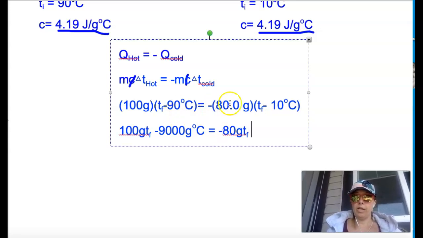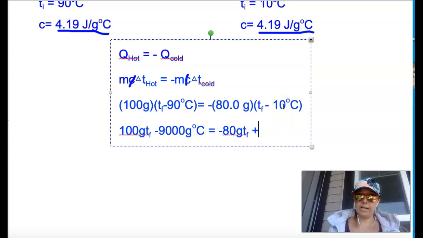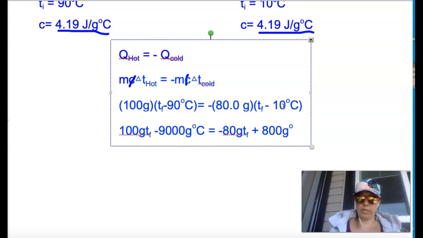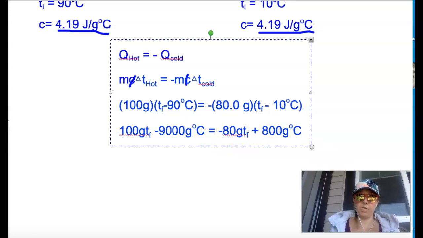Okay, then I'm going to do the negative 80 times the negative 10 that I have here, right? So that's going to give me positive, so plus 800 grams degrees C. Okay, so next thing I need to do is isolate the TF. So this has TF, as does this. So I'm going to move this to this side, and this is going to move over to that side, right? We're going to swap some stuff around.